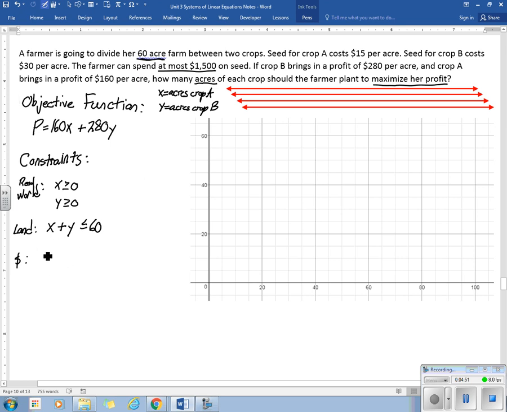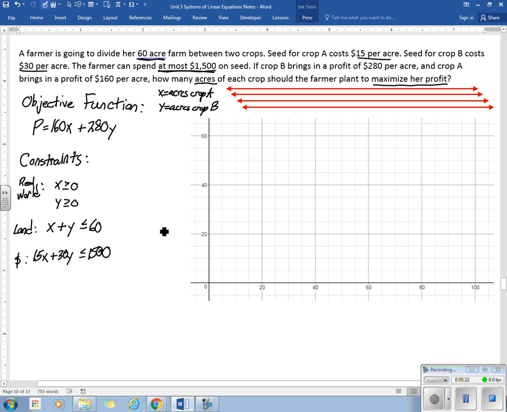Okay. The last one is dollars. So we have at most $1,500, which means we could use all the way up to $1,500. So we'd have another less than or equal to 1,500. And then what does it cost per acre of crop A? Crop A costs $15 per acre. So the total cost spent on seed would be 15x, $15 per acre x, plus 30y, $30 per acre y. So we can see those numbers in the problem there. That's the last of our limitations.